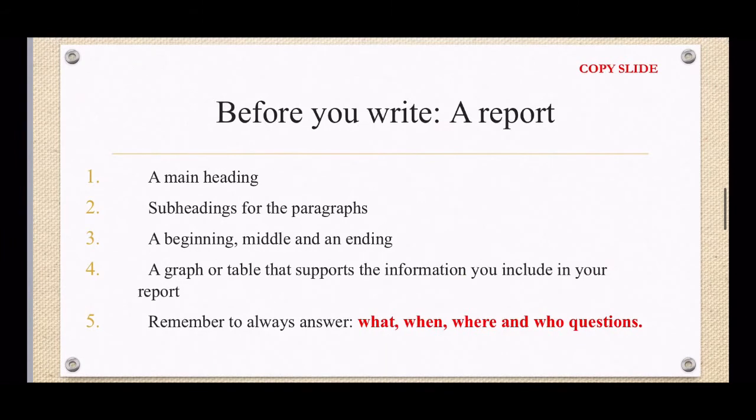Before we write a report, it's very, very important for us to look at these 5 steps, because we need to follow these steps in order to create a nice report that has structure. Number one, we always need to have a main heading. Whatever topic you're writing about, you always need to have a main heading so that whoever is reading your report knows exactly what the report is about. Then, secondly, we have subheadings for the paragraphs. So you'll have your main heading and then you'll have a subheading and your paragraph.